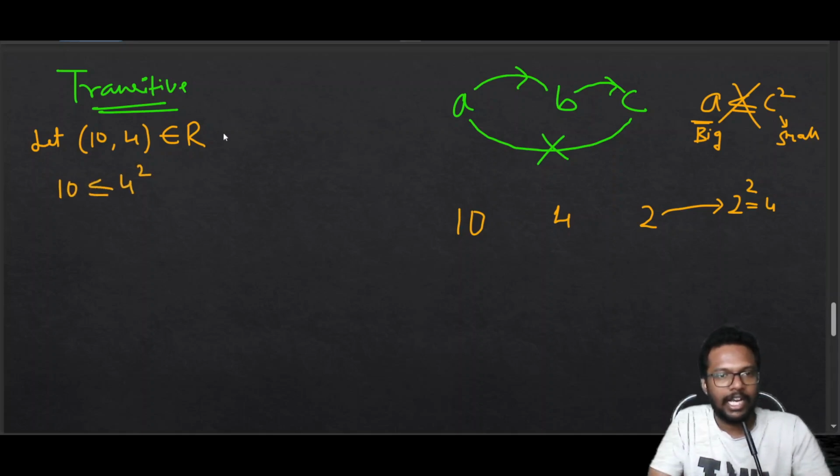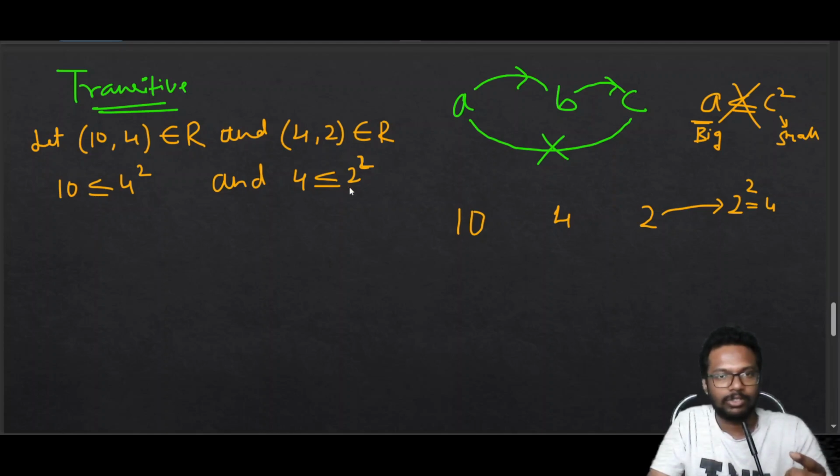Next we have to consider (4, 2). (4, 2) belongs to R, and here it is satisfying: 4 less than or equals to 2 squared. Here 2 squared is 4, and we have an equal sign, so there will be no problem. 4 less than or equals to 4 is satisfied. If there were no equal sign, then it would not be true.